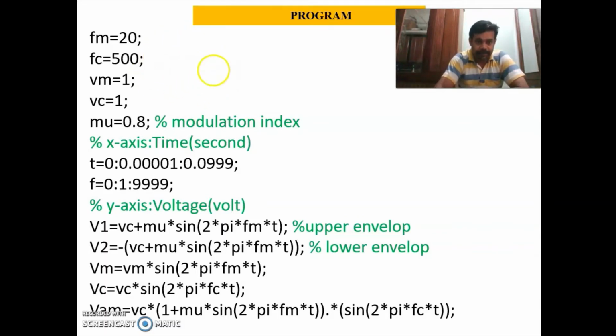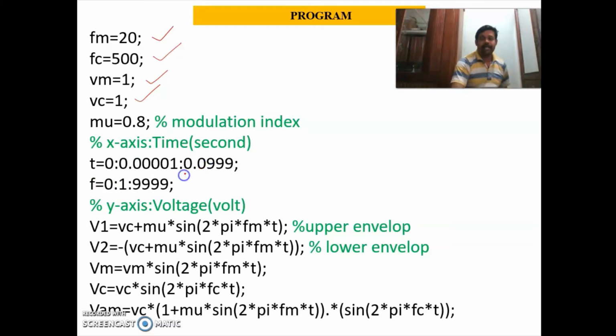We are taking the frequency of the message signal as 20 and the carrier signal as 500, the amplitude of the message signal as 1, the amplitude of the carrier signal as 1, and the modulation index as 0.8. Then we are defining the x-axis. For plotting the message signal, carrier signal and modulated signal, we need a time axis, and for plotting the spectrum we need a frequency axis. So we are defining the frequency.